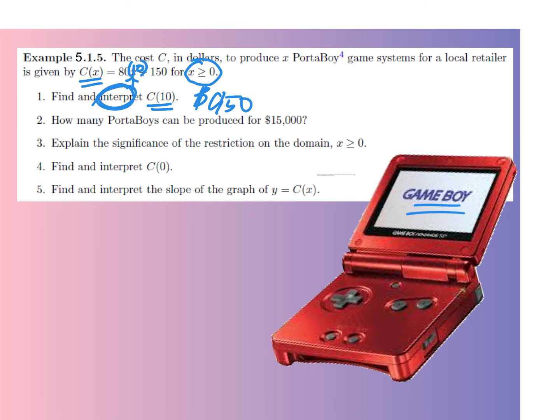Is it like how much a Lamborghini costs in Botswana? No. It's the cost to produce 10 Portaboys. Yep. All right.